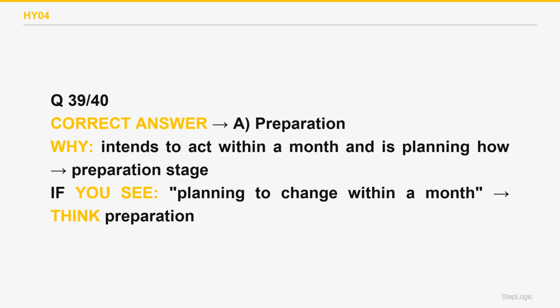Contemplation is thinking about change but without a commitment to act in the near term, whereas this patient has set a 1-month timeline and is planning. Choice C, wrong. Action is actively carrying out the change, but he has not yet stopped smoking. Choice D, wrong. Planning to quit within a month is the preparation stage.